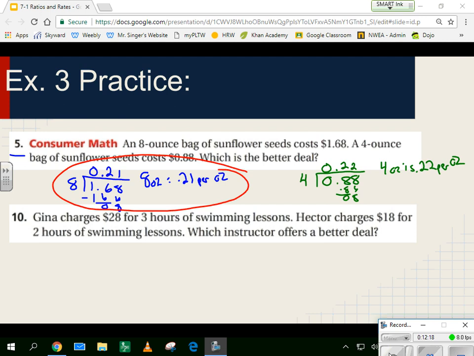All right, so here's the work I found. When I divided the 8-ounce bag by 8, I found out that each ounce of sunflower seeds is 21 cents. The 4-ounce bag, when I divided that out by the ounces, was 22 cents. So what's the better deal? Buying the 8-ounce bag in this case is the better deal. That's why I circled that one.